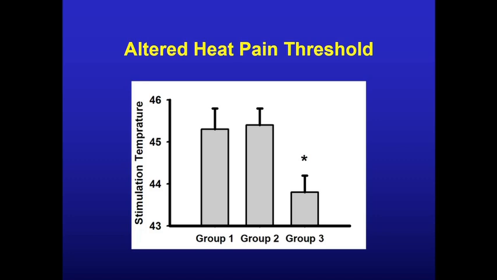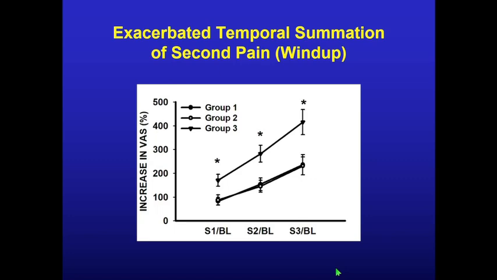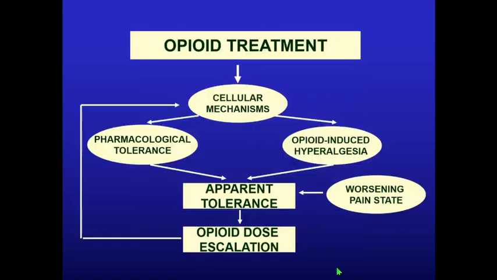This is what we found: in this group of patients, the pain threshold temperature was decreased by about 1.8 degrees. It doesn't seem like a lot, but human subjects' response to heat pain stimulation is relatively homogeneous, and the range is very small, typically somewhere between 43, 44 to 46-ish. So to see chronic pain patients on chronic opioids have a decreased heat pain threshold, reminiscent of what we found in animals, is quite confirming to me. I'm going to skip this. This is exacerbated temporal summation, another indicator of what's happening with these patients.